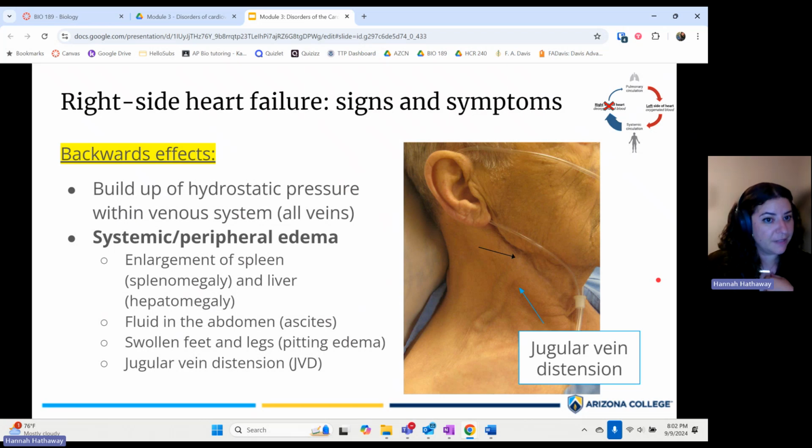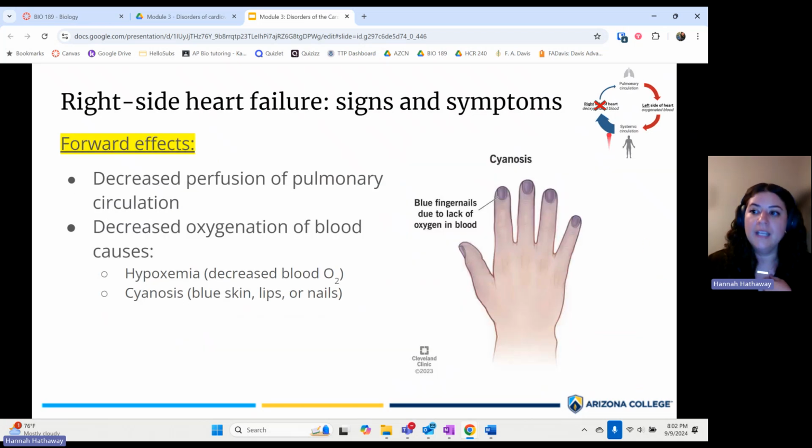Okay, so that's backwards effects. Let's think about forwards effects. So what is forward from the heart? The lungs. The lungs are getting inadequately perfused. They're not getting enough blood. So what do the lungs do? They give oxygen to your blood. So if your lungs aren't doing their job enough, your blood is not going to be well oxygenated.